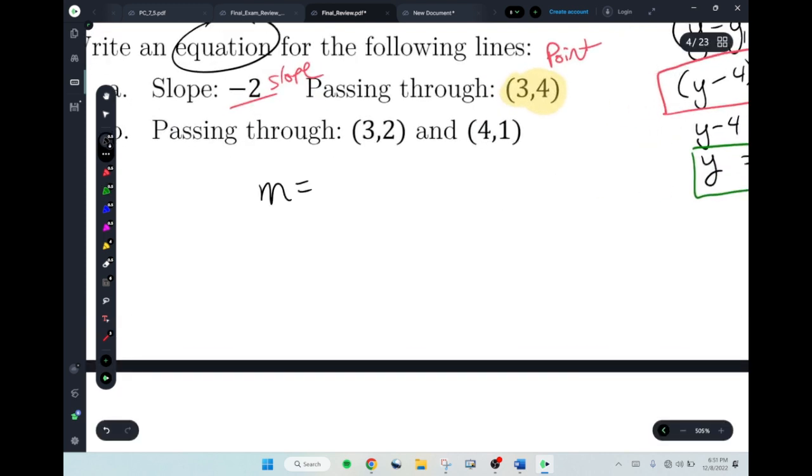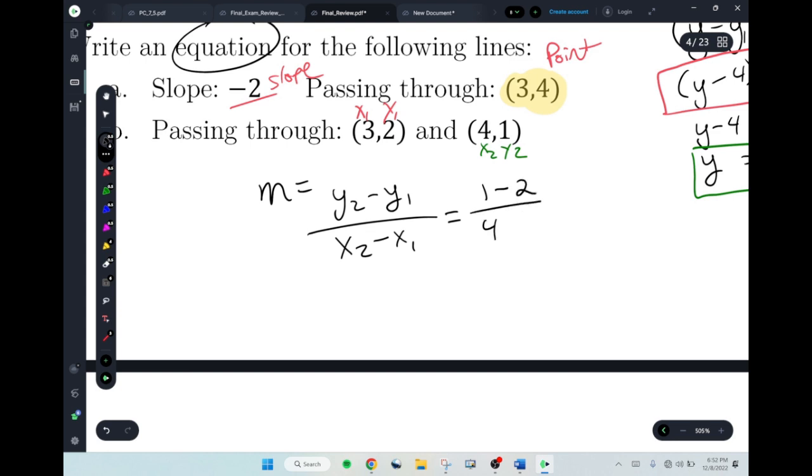So you say m equals, and you call this x1, y1, and x2, y2. And you just write down y2 minus y1 over x2 minus x1. So you got 1 minus 2 over 4 minus 3, which is negative 1 over 1 equals negative 1.